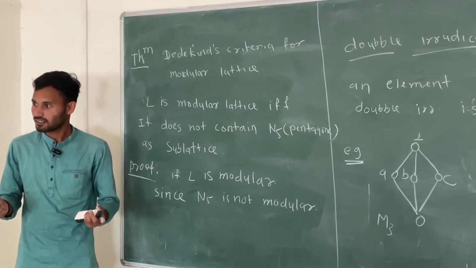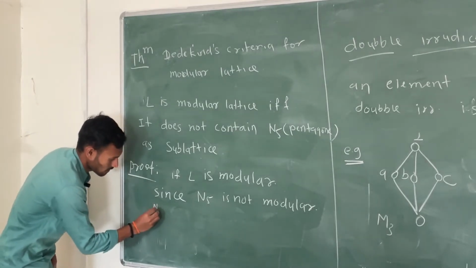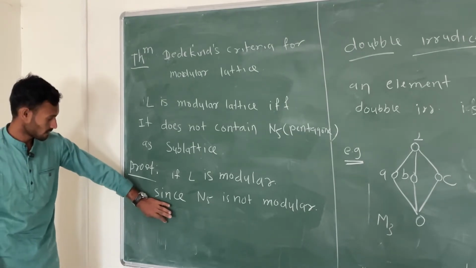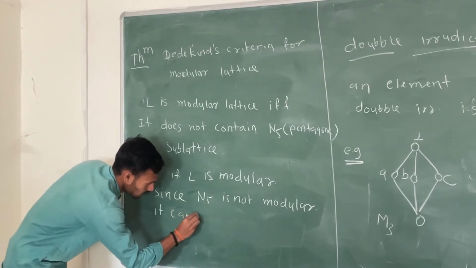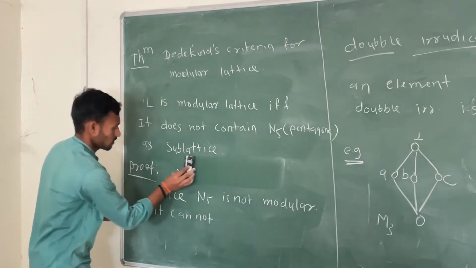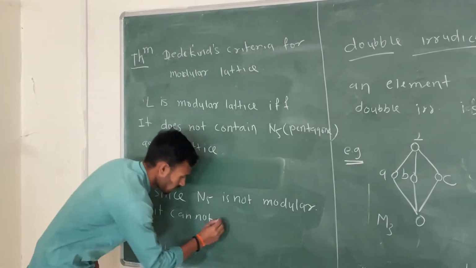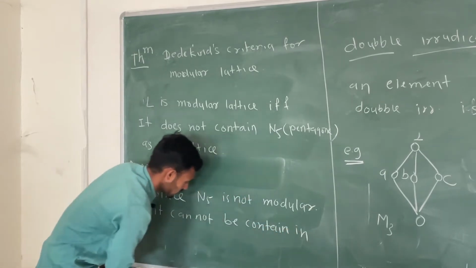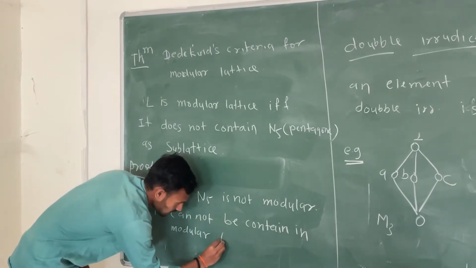L cannot be a modular lattice if it contains N5, right? Yes, because there will be at least 3 elements in N5 which do not satisfy the modular property, but they are also elements of L, so L cannot be modular. Are you following? So you erase the first line. Since N5 is not modular, it cannot be contained in a modular lattice, which is L.